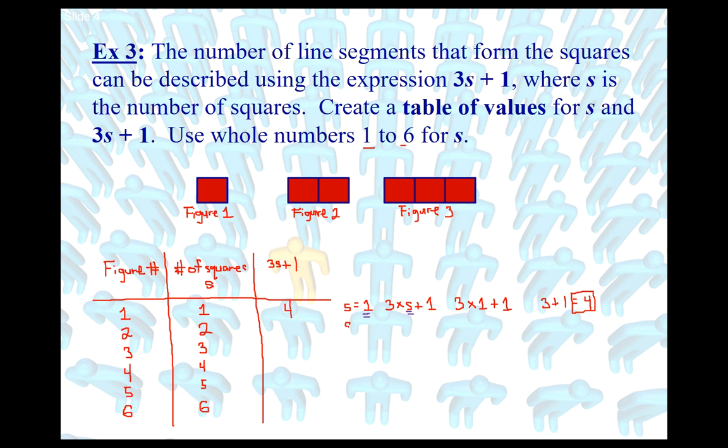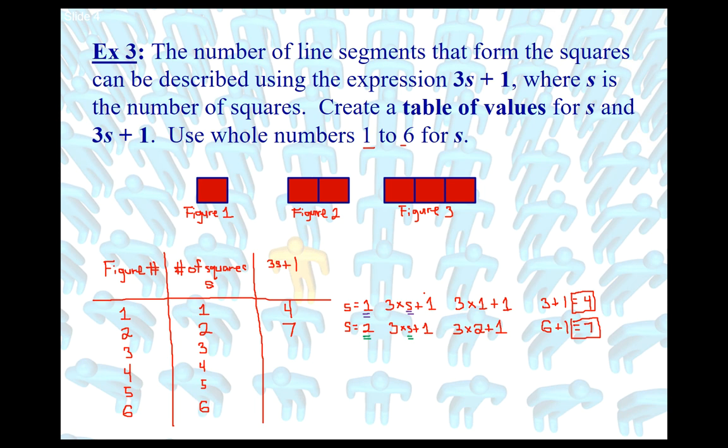Okay, let's do it for s equals 2. Let's plug it into our 3-step procedure. So we have 3 times s plus 1. This time around, we're going to replace s with 2. When I do that, you're then going to have 3 times 2 plus 1. Okay, order of operations, 3 times 2 is 6, plus 1. And that's going to be equal to 7. So when s equals 2, 3s plus 1 is going to be 7.